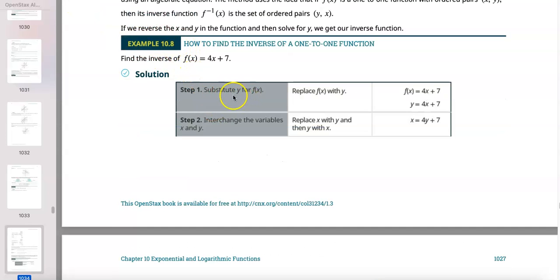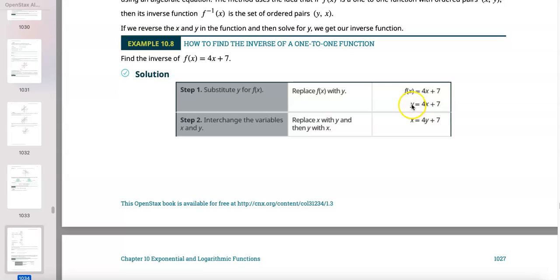So the first thing you're going to do is replace f of x with y. So if your original function is f of x is equal to 4x plus 7, you replace f of x with y, and so now you have y is equal to 4x plus 7. And step 2 is to interchange the variables x and y. So switch x and y.